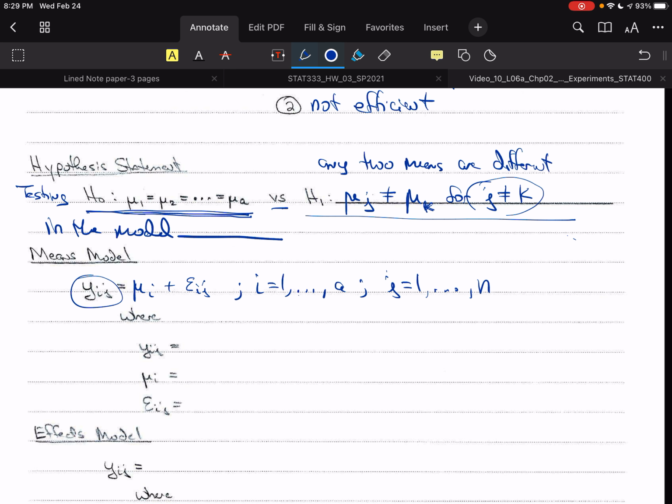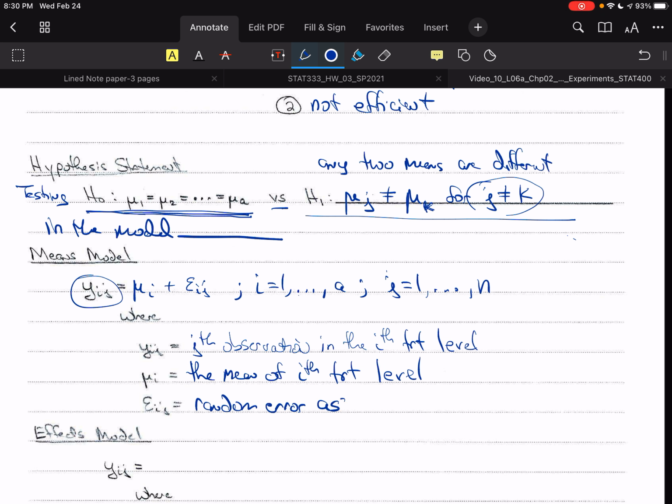And these are very important. You have to tell us what they are. And now, where y_ij is the jth observation in the ith treatment, TRT is treatment for me, level. Okay? Mu i is the mean of the ith treatment level. And epsilon ij is the random error associated with the jth observation in the ith treatment level. LVL is also level. But it kind of looks like absolute value of V, so maybe I won't do that.